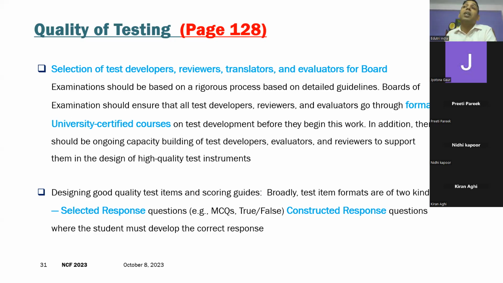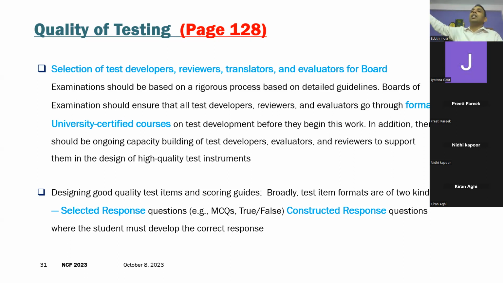If you have that certificate of evaluator, then only you will be called for checking the paper. Same thing they are talking about in this. They are talking about test developer, reviewer, translator, evaluator. These will be the certificate courses offered by universities. You have to go through that course, you have to pass that certification, then only you will be called as test developer.